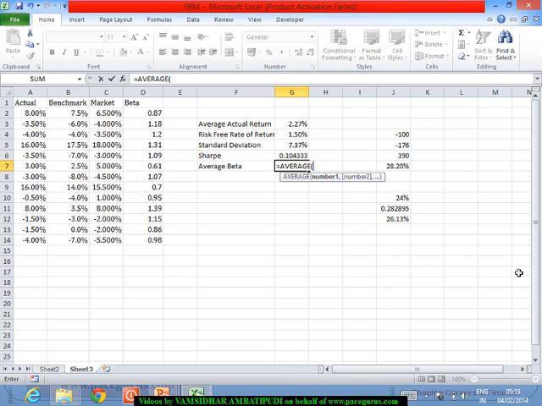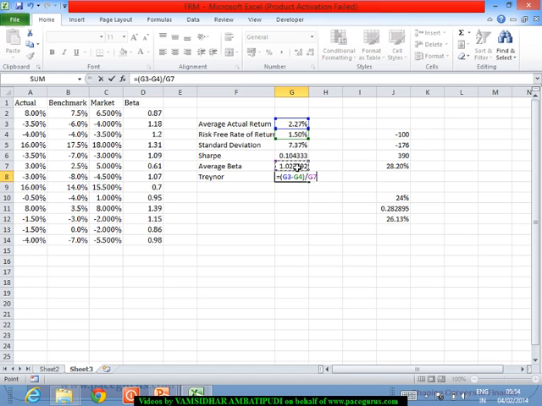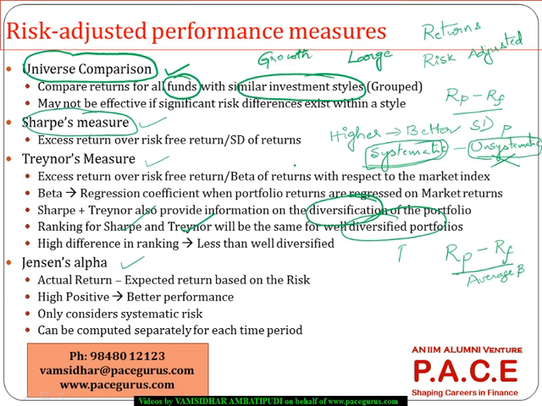When I take the average beta of the portfolio, it's somewhere around 1.02. So from here I can find out the Treynor ratio as portfolio return minus the risk-free rate of return divided by the average beta during the period. The Treynor ratio is working out to 0.007. The higher it is, the better it is.